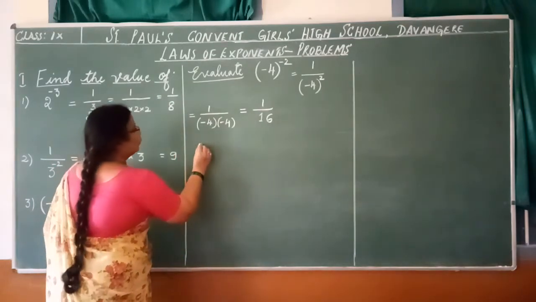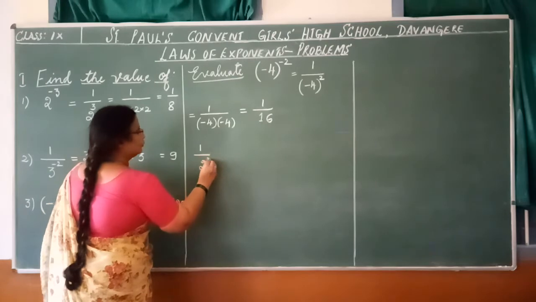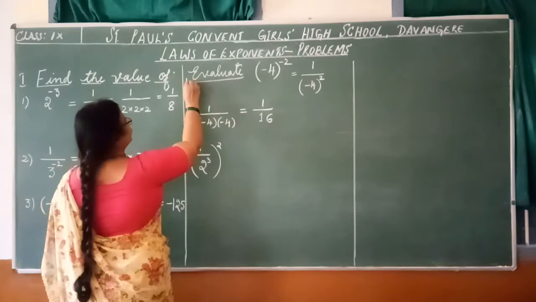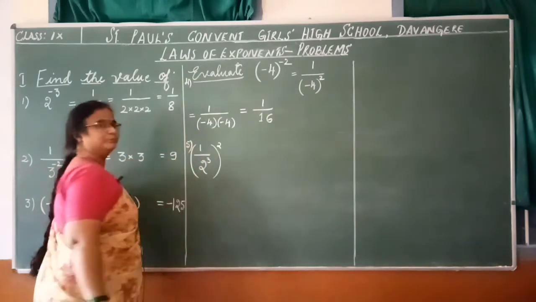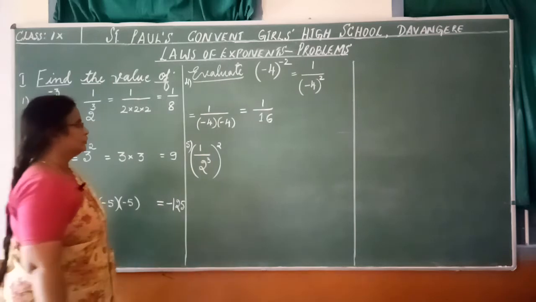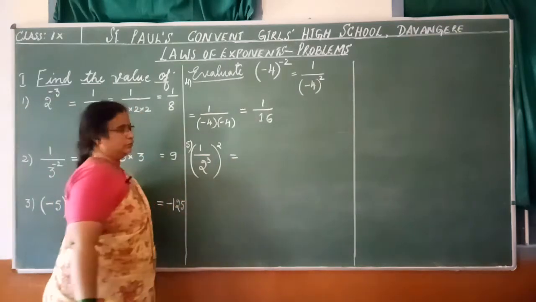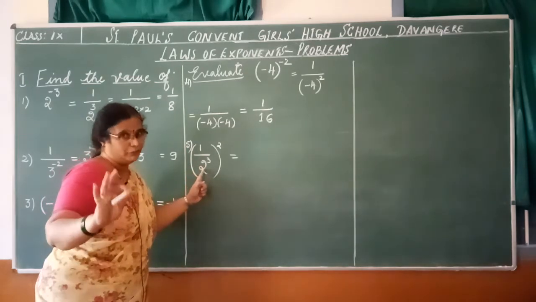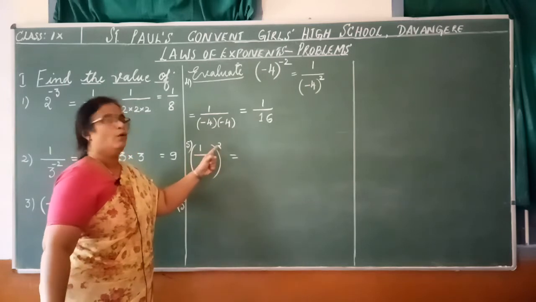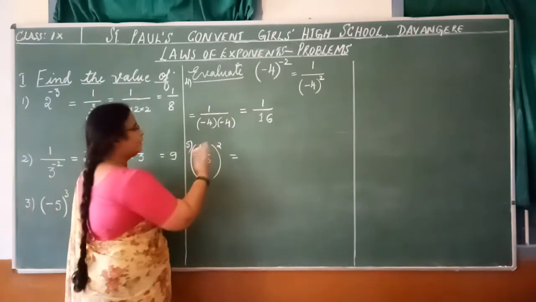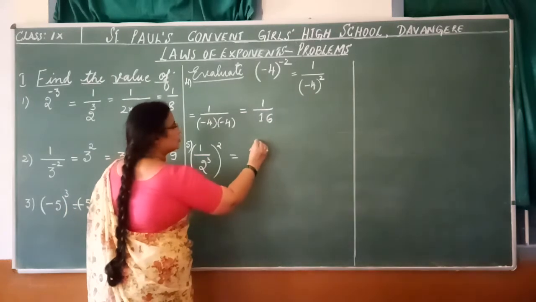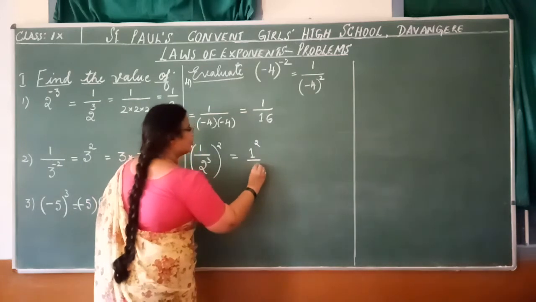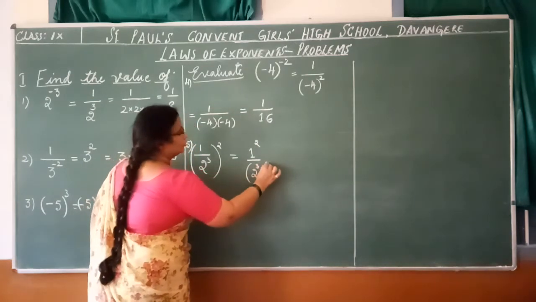Next, 1 by 2 cube whole square. This is another set, this is the 5th problem. 1 by 2 cube whole square. I have to apply the law. See which law I am applying? 5th law, a by b whole to the power of m. I have to split it as 1 square by 2 cube whole square, a to the power of m by b to the power of m.